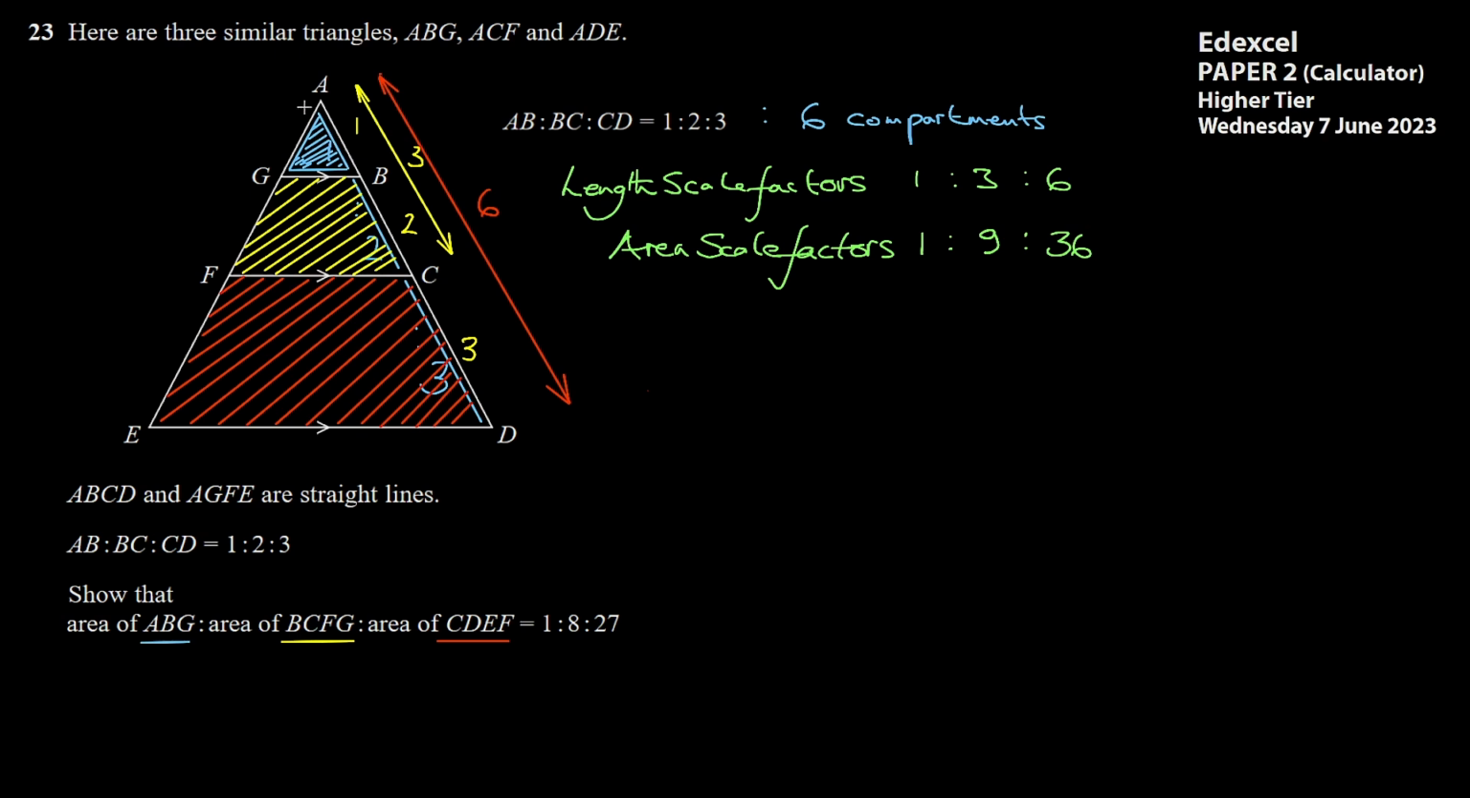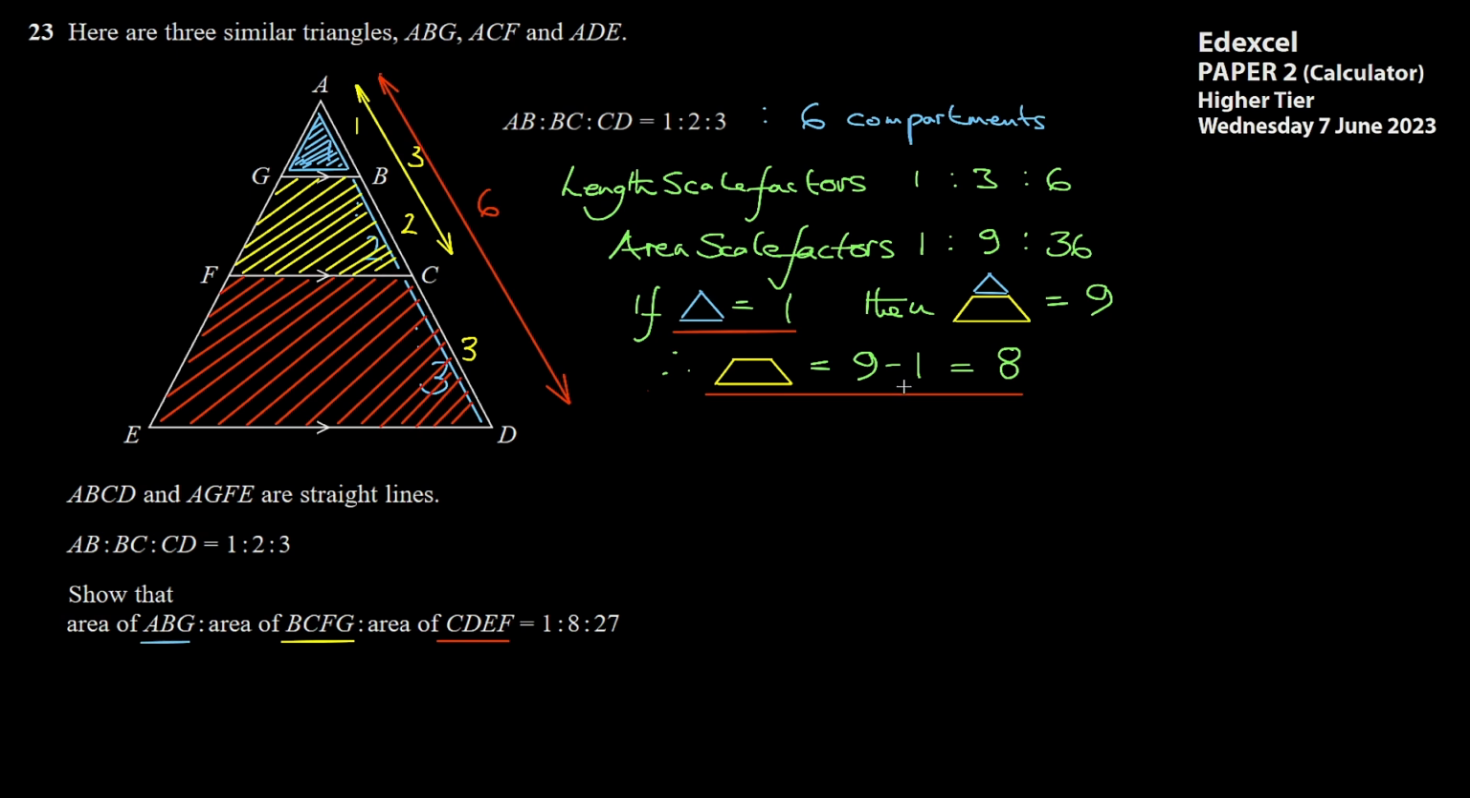But those scale factors refer to, let's take the blue triangle as the base. The scale factor will relate to this area. This will be blue plus yellow. So what I've said here is that if the blue triangle equals 1, then using our area scale factor, the area of the blue and the yellow must equal 9. So therefore the yellow area must equal 9 minus 1, which is equal to 8. So that's the second one of our important results, which are part of the answer.